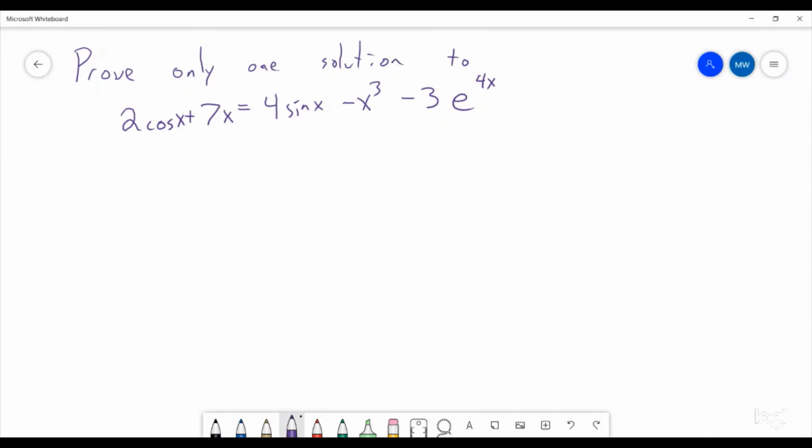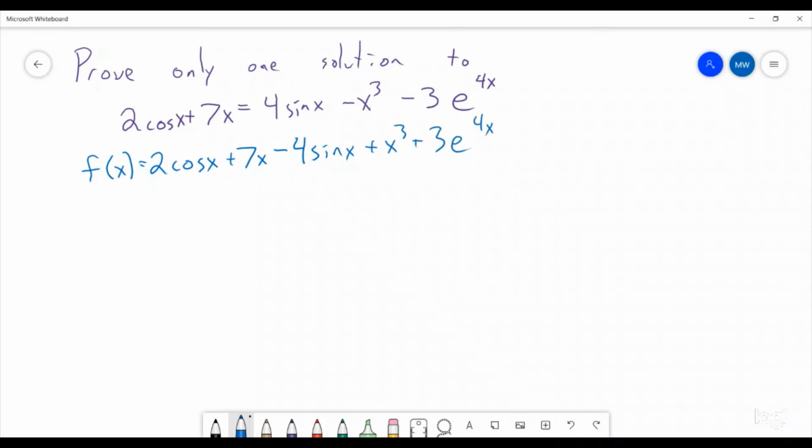Okay, so the first thing I would recommend doing is to rewrite this so that you have a function equals 0. So we are going to say that f of x is equal to 2 cosine x plus 7x minus 4 sine x plus x cubed plus 3e to the 4x, and that is equal to 0.